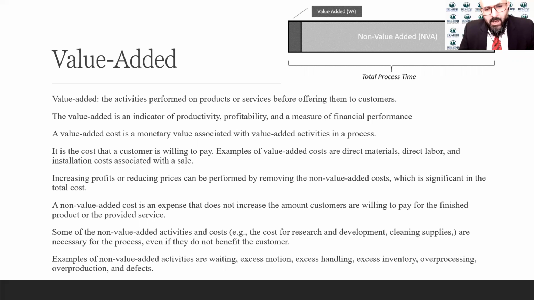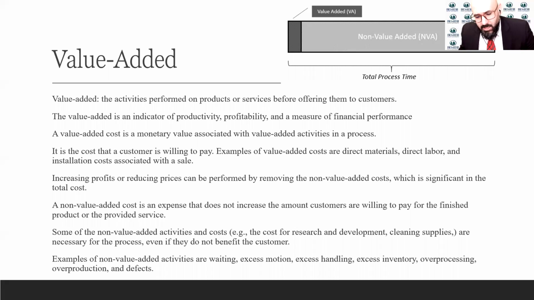However, some of the non-value activities that can be removed from the process would be waiting for customers online or waiting for raw material to come, excess motion, excess handling, excess inventory, over processing, over production, and defects. These are non-value added, can be removed from the process, and should be removed.